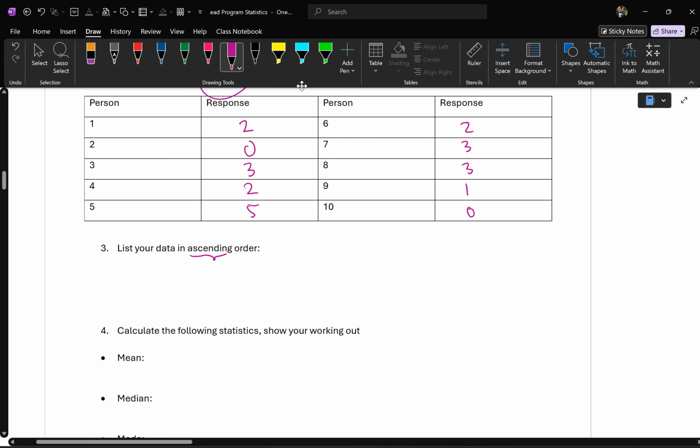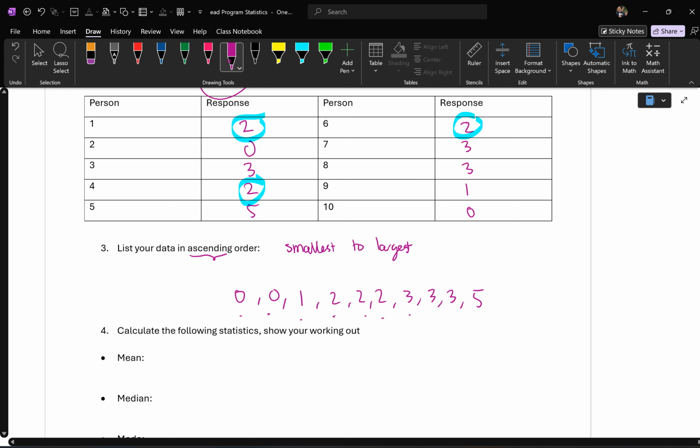Now, ascending means smallest to largest. So if you did that, you can see the smallest number is clearly 0. How many zeros do I have? I've got 2 of them. How many 1s do I have? I've got 1 of them. How many 2s do I have? I've got 1, 2, and 3. So there's 3 2s, and then there's also 3 3s. I shouldn't have done that, but now there is, and there's only 1 5. Is that 10? 1, 2, 3, 4, 5, 6, 7, 8, 9, 10. Yeah. All right, so that's my data.